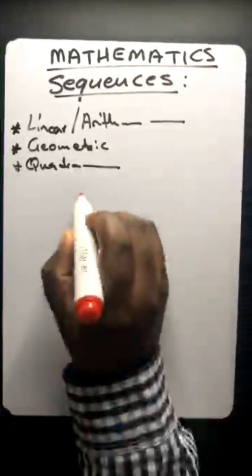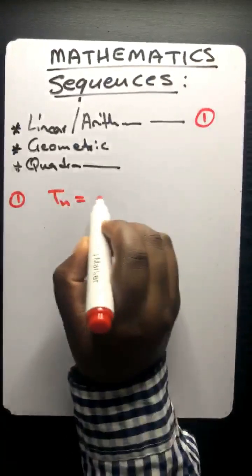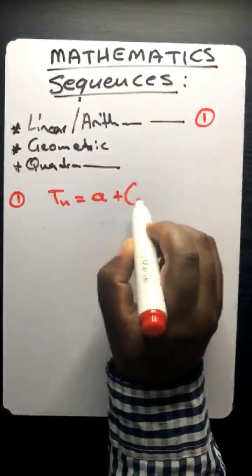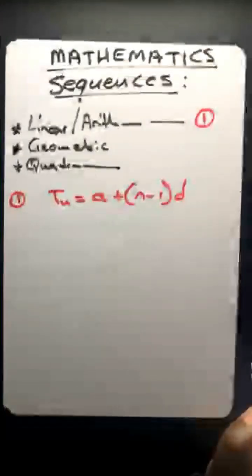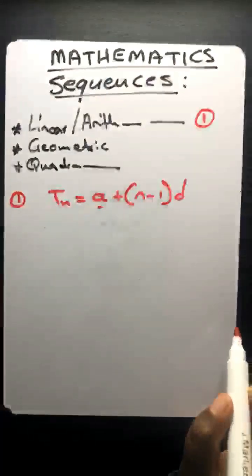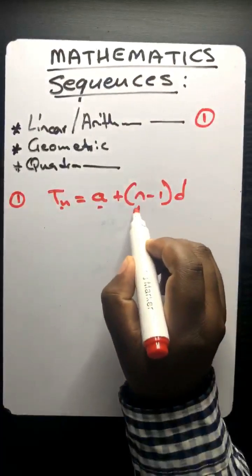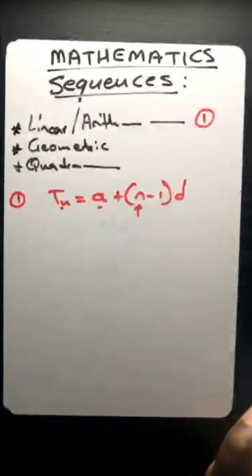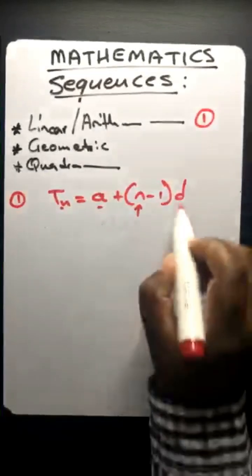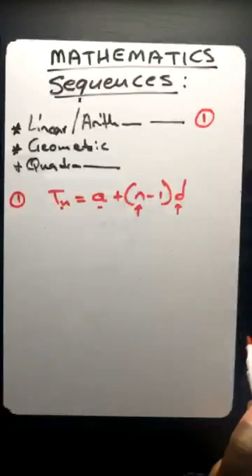We do have, let's say this is number 1. The formula for that one is Tn equals a plus (n minus 1), you close the bracket, and then d. Here a represents term number 1, Tn is the nth term, n simply refers to the position in the number pattern, and d is the difference, which is the common difference under a linear or arithmetic sequence.